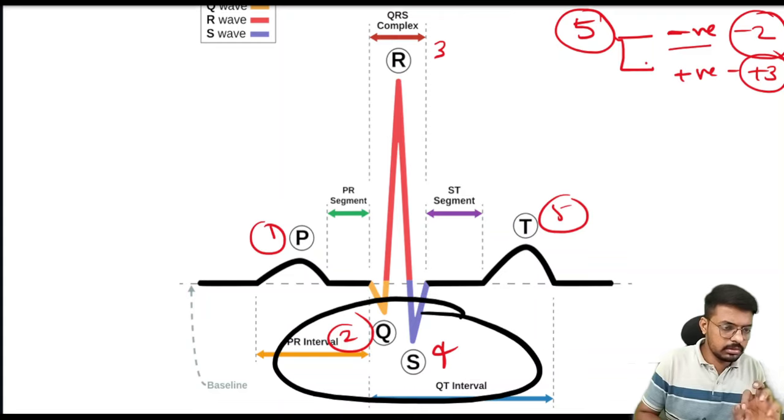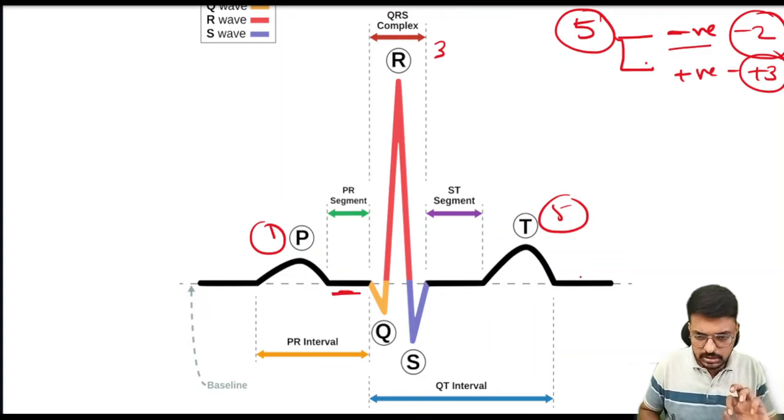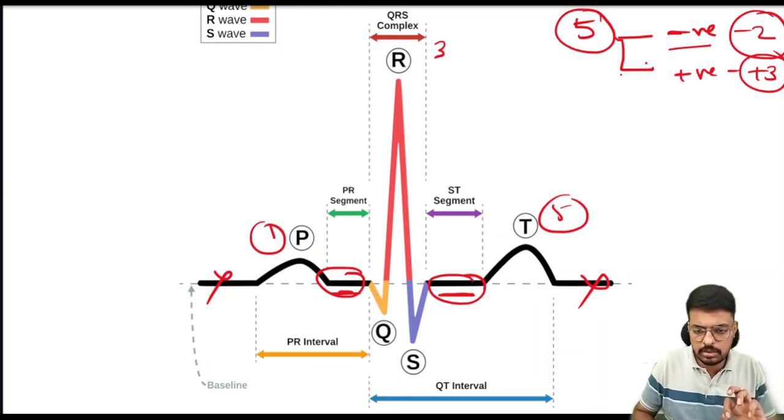Then, how many isoelectric lines are there in the ECG? Isoelectric lines means these flat lines. So these are called general lines, don't consider these two. Only two lines are considered, this one and this one. So how many isoelectric lines are there? Two isoelectric lines are there.